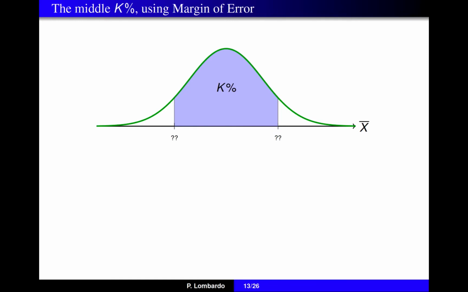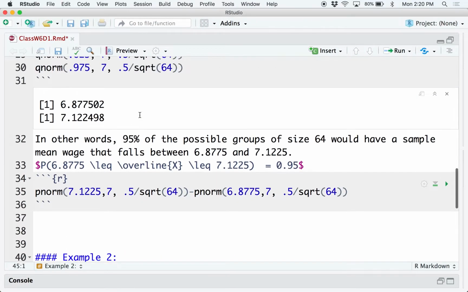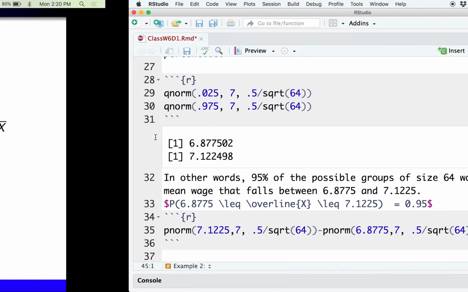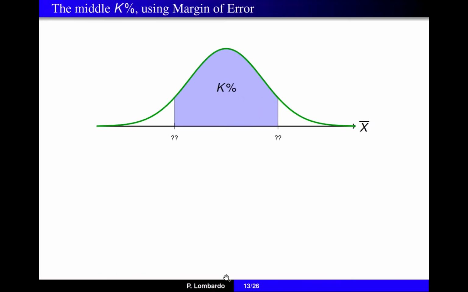The reason I'm showing you this is because a lot of statistical techniques use this margin of error approach inside of their formulas rather than, say, working directly with a Q norm like we did in the previous problem.